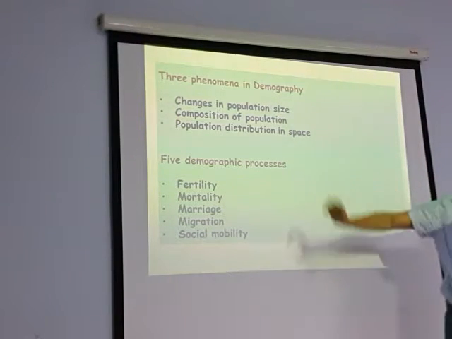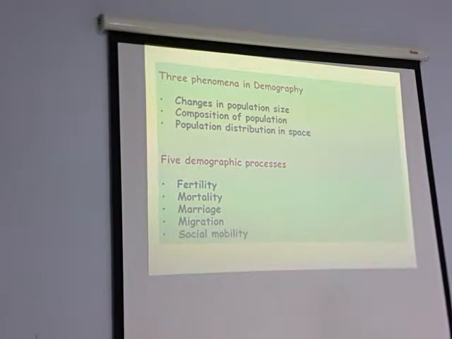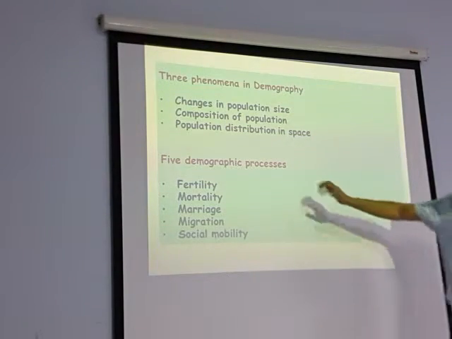Then another is population distribution in space, how they are distributed. Are they concentrated somewhere? Then it will be easy for you to deliver services. If they are very sparse, it will be very difficult to deliver services. You may have to have more primary healthcare centers at different places. There are advantages and disadvantages with this.